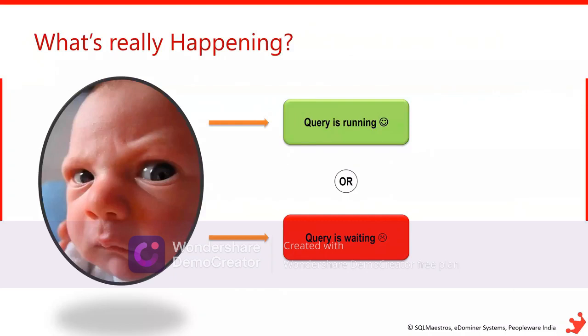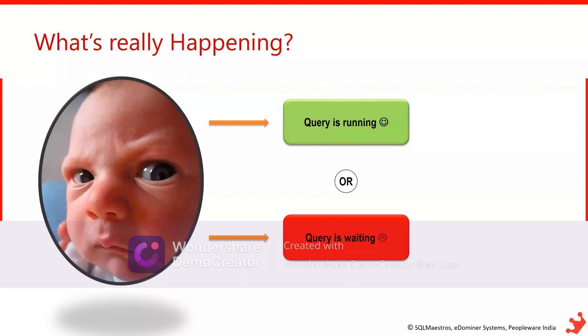Let's take a small example again. You say select star from this big table with 1 billion rows, and you say order by a particular column on which there is no index, which means SQL Server will have to do an in-memory sort. And for such an operation, it might need a lot of memory, and there might not be enough memory on the box. So what will happen? Your query will have to wait. It will have to wait for memory grant.